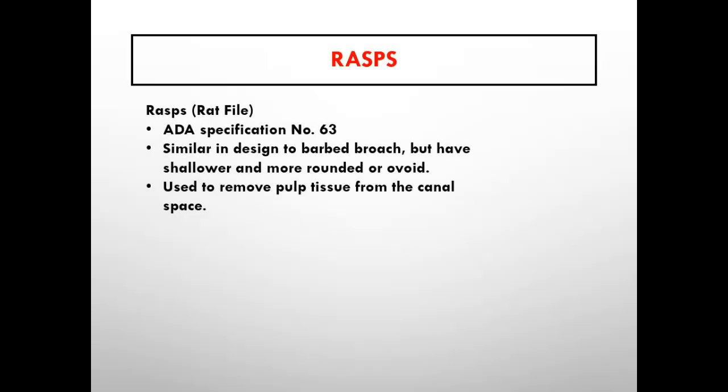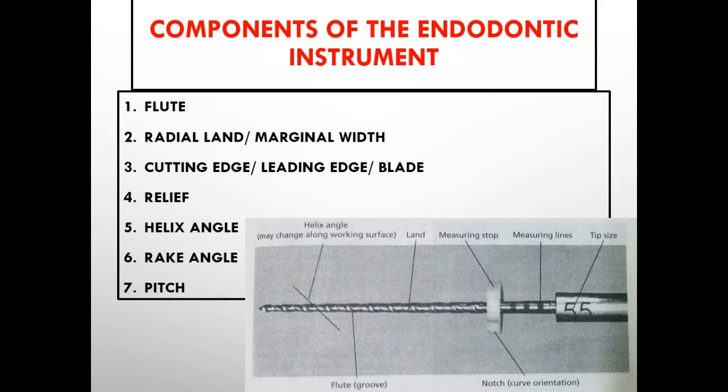And rasp, it is also called a rat tail file, ADA specification number 63. It is similar in design to a barbed broach but has shallower and more rounded barbs. Used to remove pulpal tissue from the canal space. And components of the endodontic instrument. Each endodontic instrument contains flute, radial land or marginal width, cutting edge, leading edge, blade, relief, helix angle, rake angle, pitch. We should be familiar with the meanings of all these terminologies.